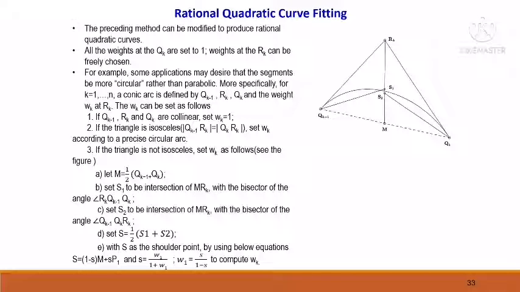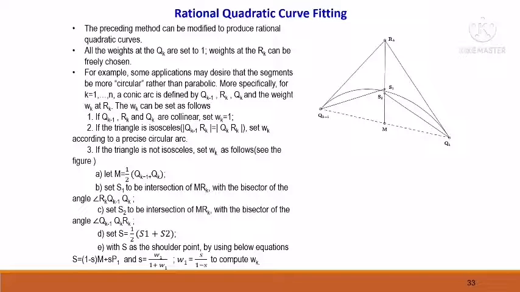Rational quadratic curve fitting. The previous method can be modified to produce rational quadratic curves also. All the weights at qk are set to 1 and weights at rk can be freely chosen. For example, some applications may desire the segments to be more circular rather than parabolic.